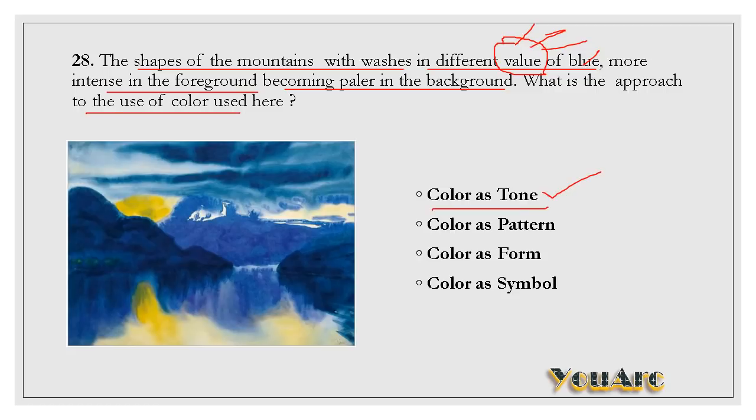Color as pattern means with different colors some pattern is getting created. So that is called color as pattern. Form means we have already seen that circle image before, right? With different circles a figure of female is created, face of female is created. That is called color as form. Symbol means some symbols can be created out of the color. So here the color as tone approach is used.